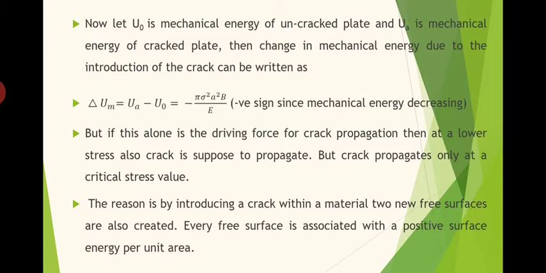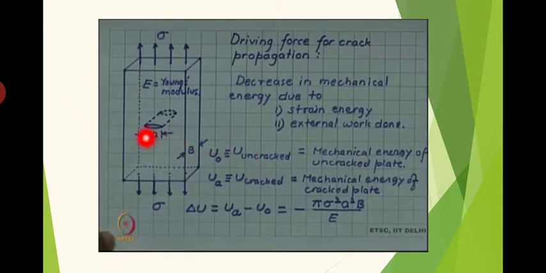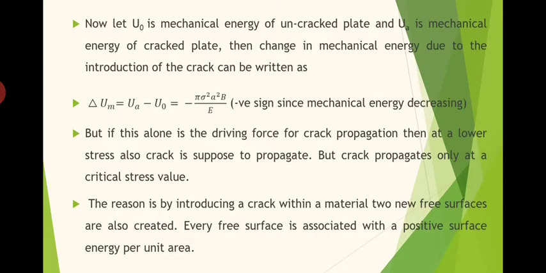So delta U_M equals UA minus U0, and by experimental study he has identified that this change in mechanical energy is minus pi sigma square a square B by E, where pi is a constant, sigma square is the stress that we have applied, at which the breakage actually happened. a is the size of the crack. Here if it is an internal crack, actually 2a is the size of the crack. Half of that we have taken as the size of the crack. If it is an external crack, then definitely the given value you can take as a. So minus pi sigma square a square B by E.